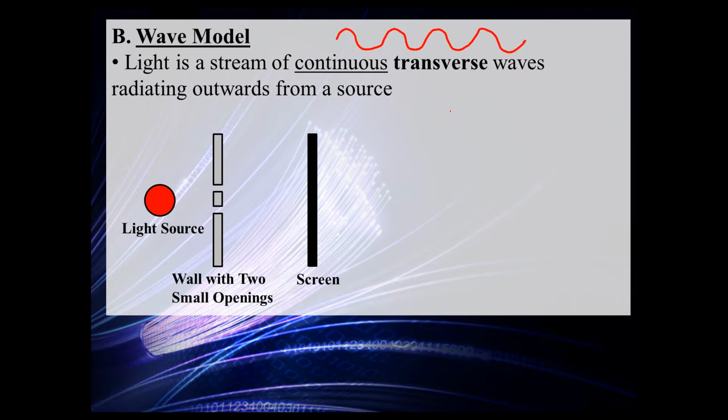This is where I want to separate a wave from a particle. Once again, a particle is a bunch of individual discrete units that you can count. You can say, here's 1, here's 2, here's 3. A wave from start to finish is continuous. It's not broken apart. So that's one major difference between how we view light as a wave compared to how we view light as a particle. Specifically, it is a series of transverse waves.